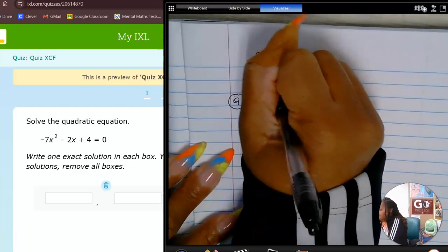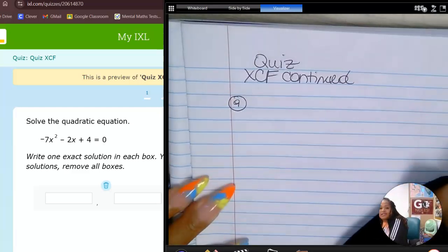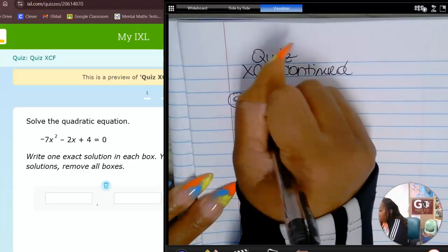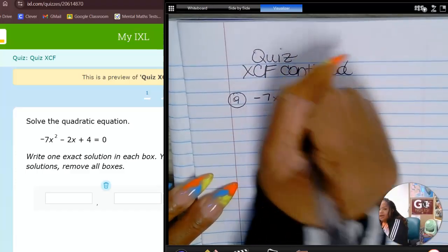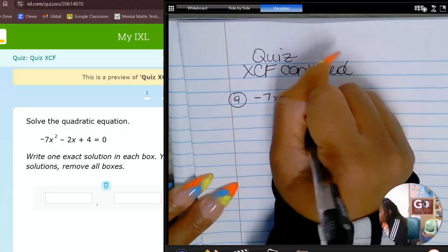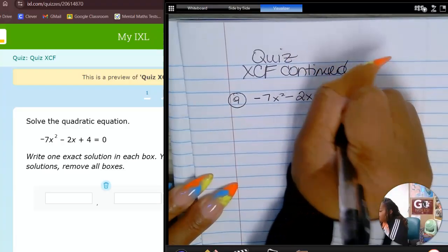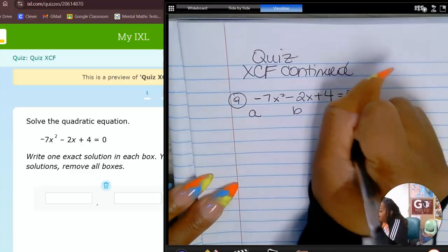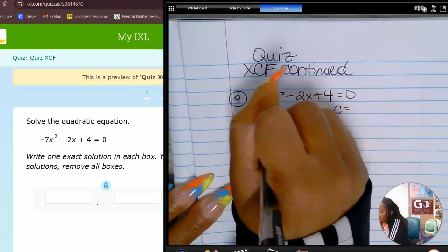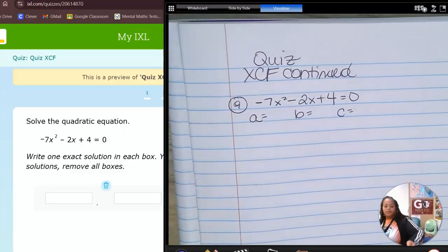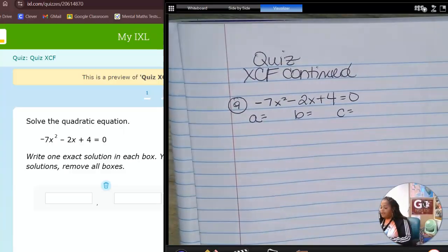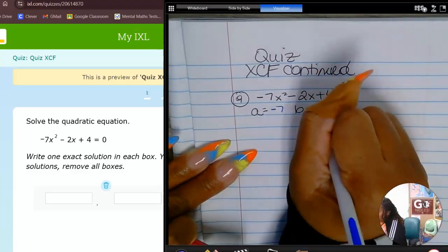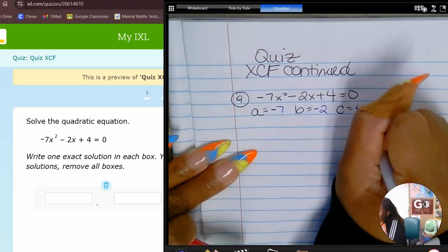Okay, so we're finishing plugging these into Desmos. This is question number 9 for me. Negative 7x squared minus 2x plus 4 equals 0. We need A, B, and C. Who's A, y'all? Negative 7. Who's B? And who's C?